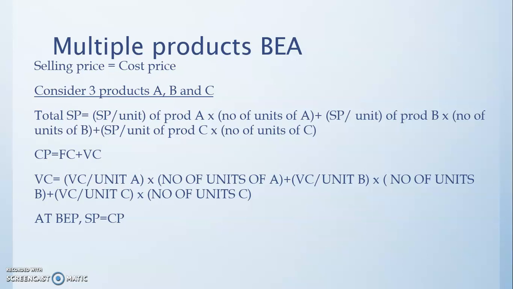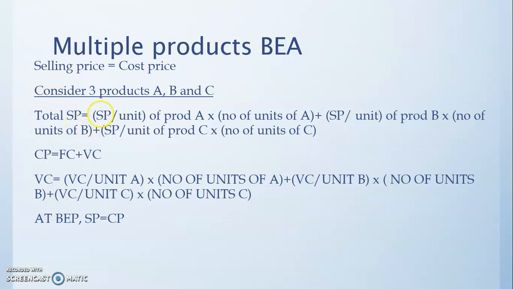Now what is cost price? Cost price has two components, as we've seen, the fixed cost and the variable cost. In this case, the fixed cost remains the same for all the three products. We've already seen that graphically as well as theoretically, that fixed cost, irrespective of the scale of the products, the number of units or the number of products, remains the same. Whereas the variable cost will be the total of the variable cost of all the three products put together, which means the variable cost per unit of A into the number of units of A plus variable cost of B into the number of units of B plus the variable cost of unit C into the number of units of C.